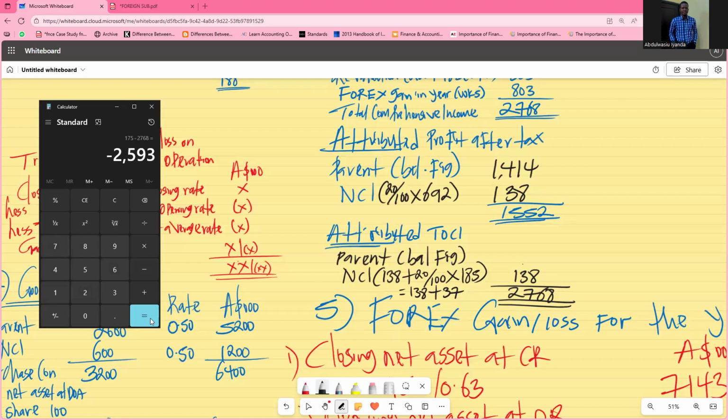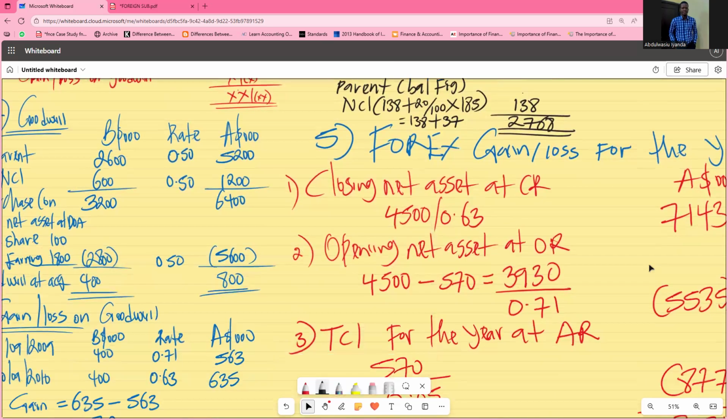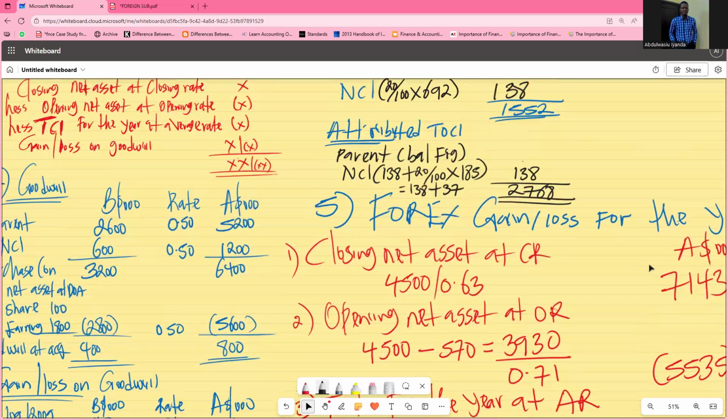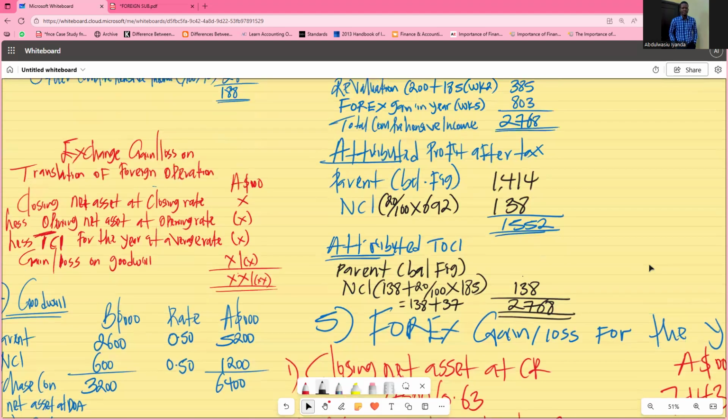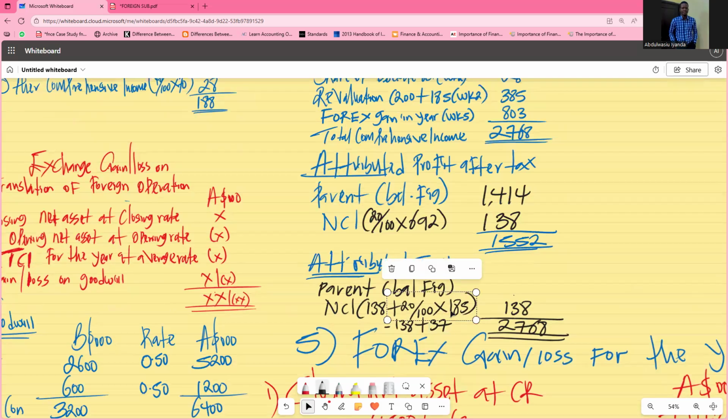But there's also another thing. We are using fair value. And if you are using fair value and there is a gain, let me clean this. I think there's a mistake here. Hold on. Let me delete this one.